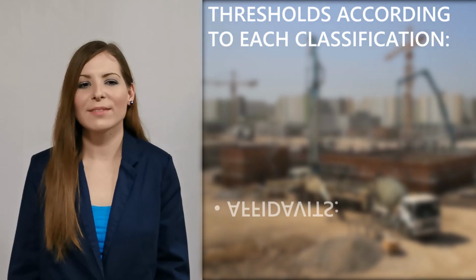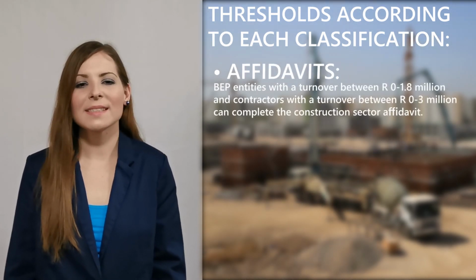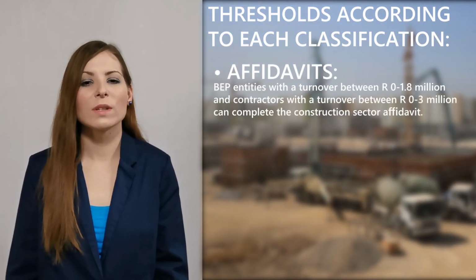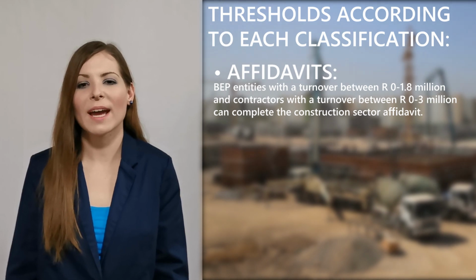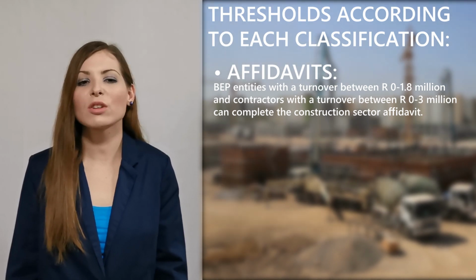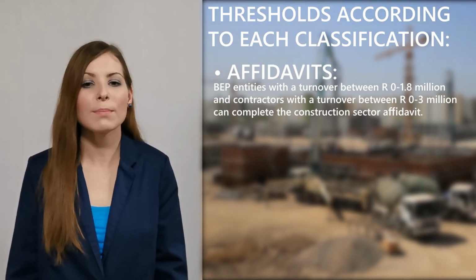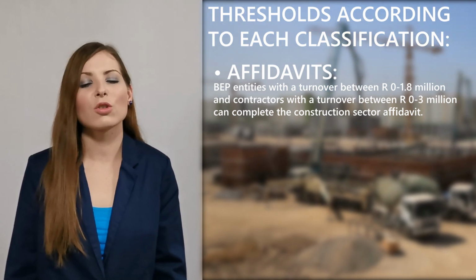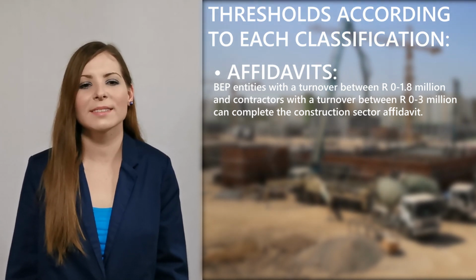Firstly, affidavits. BEP entities with an annual turnover between 0 to 1.8 million rand and contractors with an annual turnover between 0 to 3 million rand can complete the construction sector affidavit.